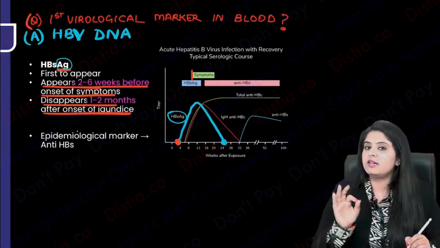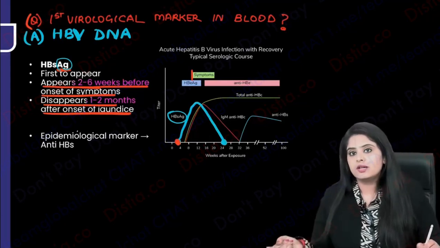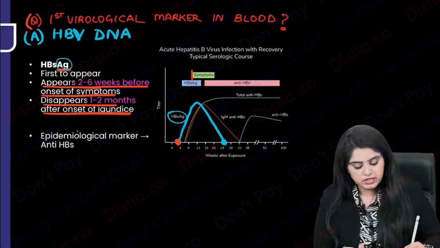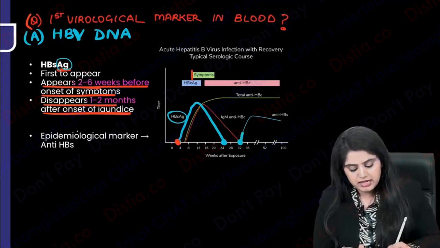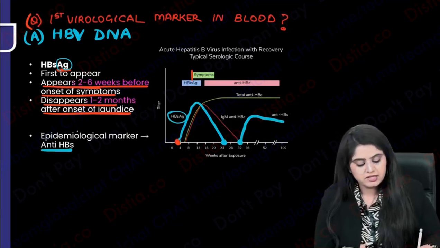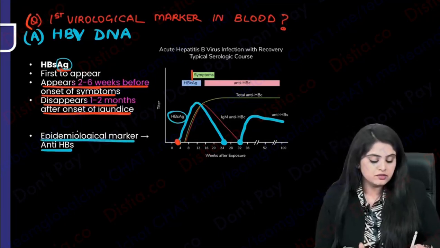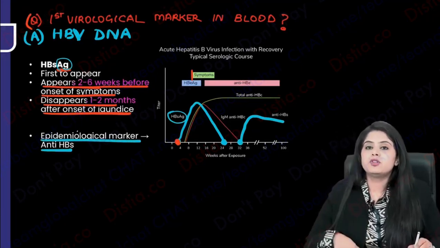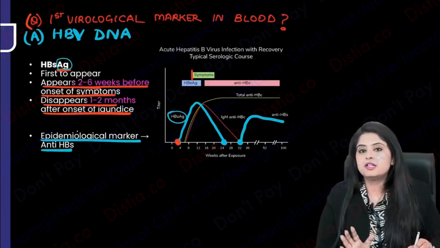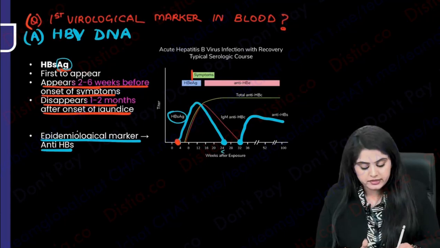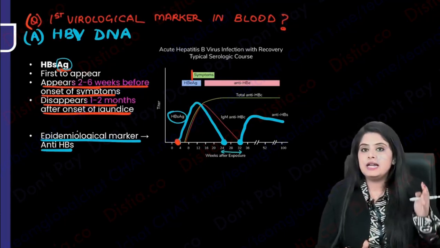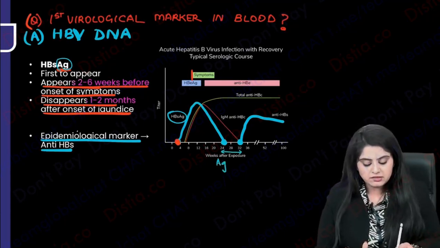You'll say, ma'am, once the antigen is gone, the antibody should come, hai na? Bilkul, the antibody comes next. But when the antibody comes, this is anti-HBs antibody, bilkul. If this is present, this means I will say this is an epidemiological marker. I will say the person is in a stage of recovery. However, do you see there is a gap between the ending of the antigen and the starting of the antibody? There is a gap.